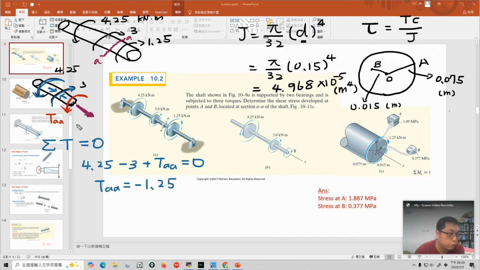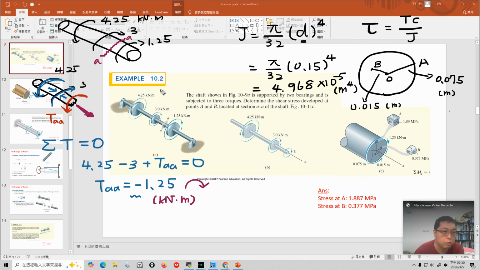So you initially assume the TAA is rotated in this direction, and you get a negative value. That means its real direction is the opposite. You initially assume it's rotated in this way, but you get a negative value, so the real situation is it rotates in this way. This is a sign convention issue you need to notice. And its unit is kilonewton meter. Don't forget the unit.